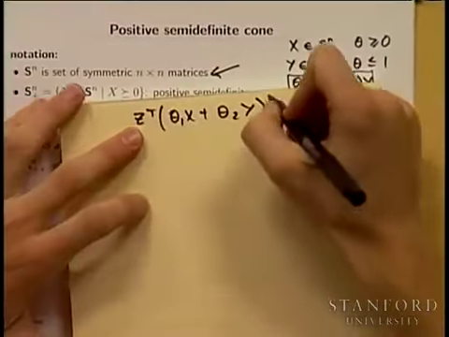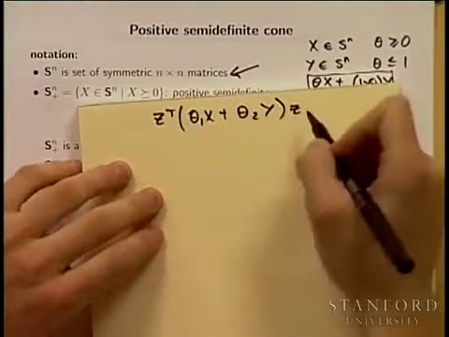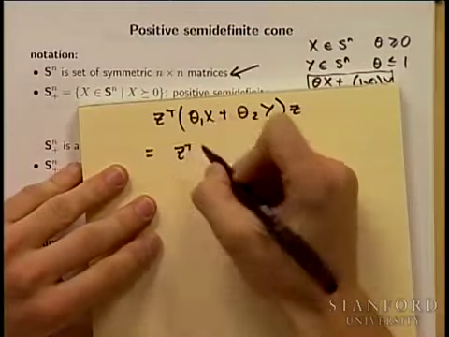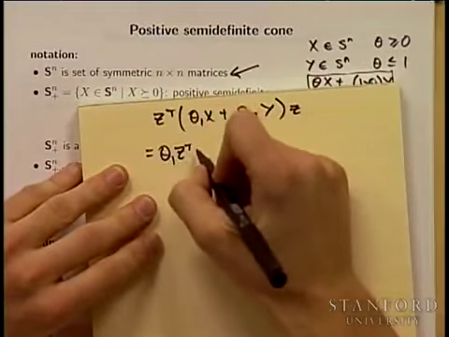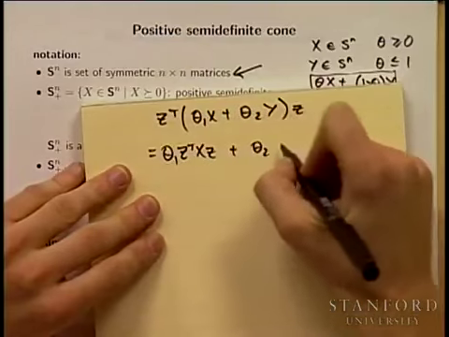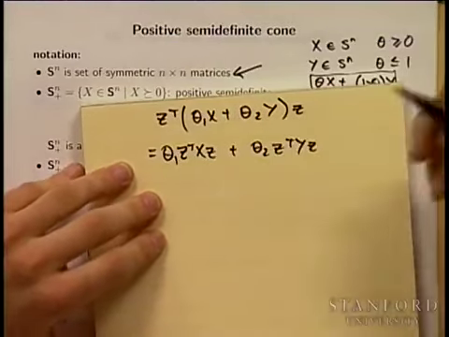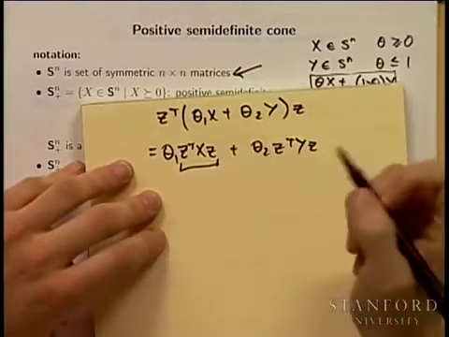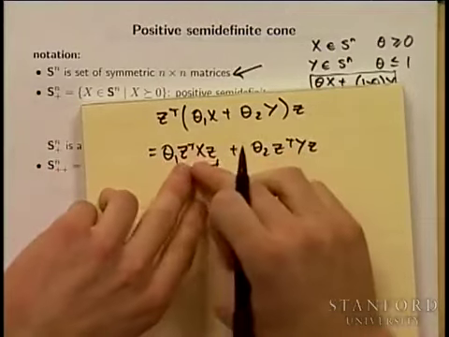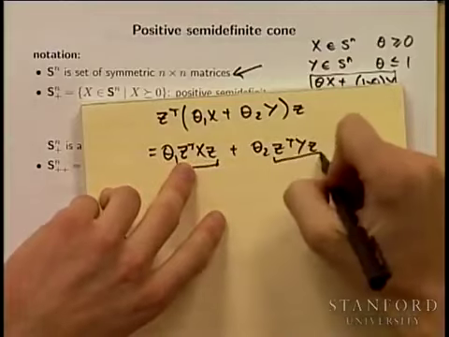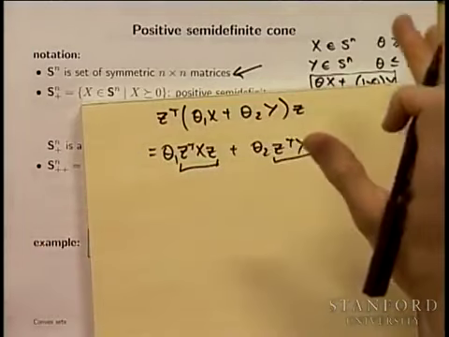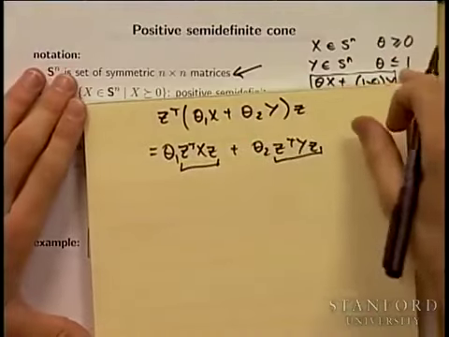You can have a z transpose on the left and a z on the right, and use the distributive property. Exactly. So I'll say z transpose (theta 1 x plus theta 2 y) z, and then expand it out to get theta 1 z transpose xz plus theta 2 z transpose yz. We know this is non-negative because x is positive semi-definite, and we know the same about this. Theta 1 and theta 2 are both non-negative, so the whole lot must be non-negative.